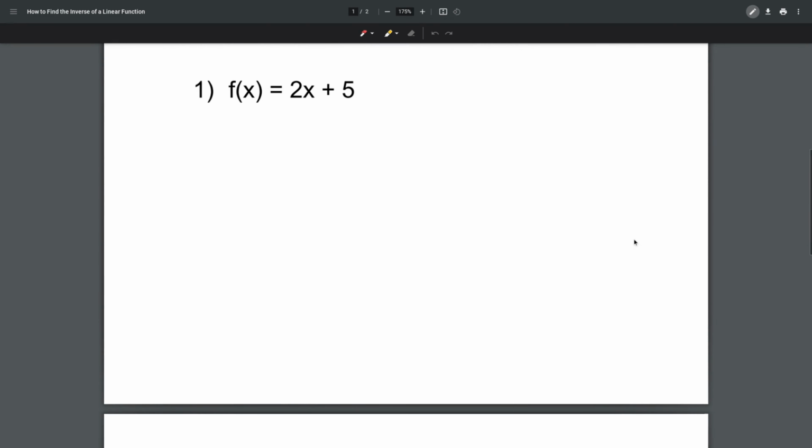So we've got f of x equals 2x plus 5. So first step, we're going to just put y equals 2x plus 5. Okay, that's our step 1. Our next step, we're going to switch x and y, so we're going to say x equals 2y plus 5. Okay, that's our step 2.